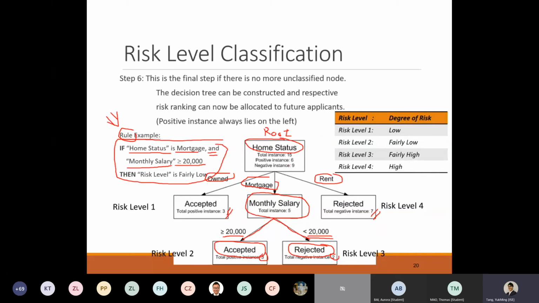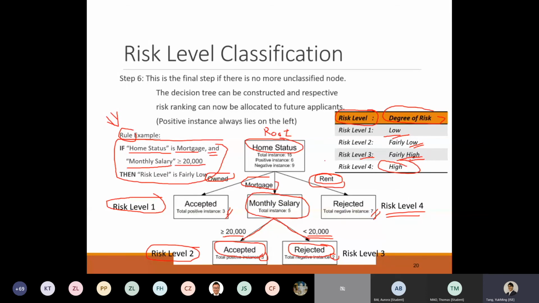Another thing is that you can also further divide them into different risk levels, based on the degree of the risk. This is risk level number 1. That means it has the lowest risk to lend money to these customers. Then this is risk level 2, which means the risk level is fairly low. It is very low to lend to those with a mortgage and a salary larger than $20,000. If the salary is less than $20,000, this is risk level 3. It's quite high risk. If you lend money to those who rent flats, we call this risk level number 4. This one has the highest degree of risk to lend to this customer.